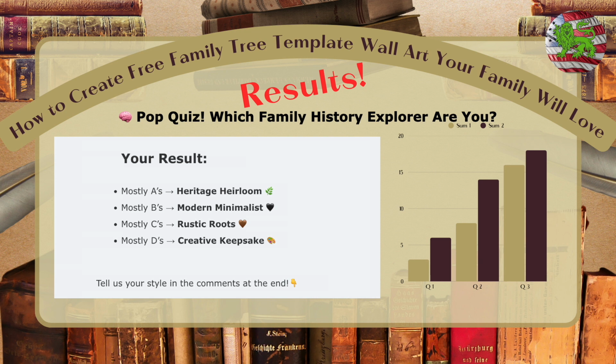Okay, so if you chose mostly A's, we are calling you the heritage heirloom. Okay? And if you got mostly B's, you are the modern minimalist. If you got mostly C's, you are rustic roots. And if you chose mostly D's, you are the creative keepsake. All right, comment down below which one you are. I want to hear which one you are, A, B, C, or D. Write it in, okay? Tell us your style in the comments at the end. I think I'm A and C. Yeah, A and C, kind of like both of those, actually, okay?